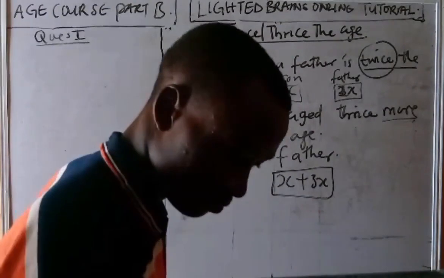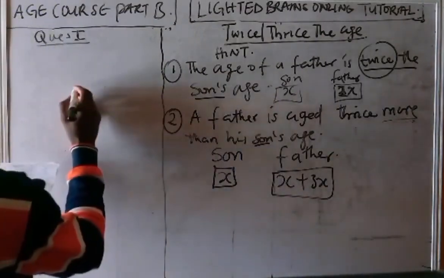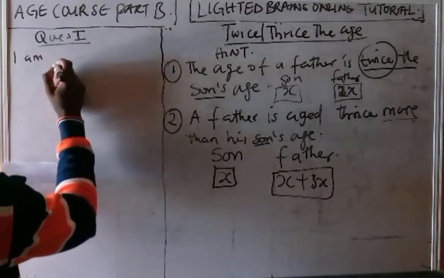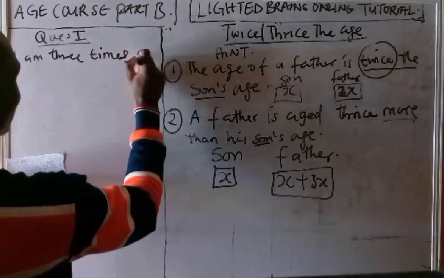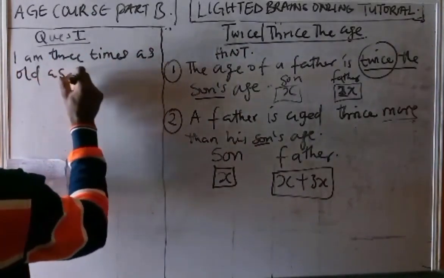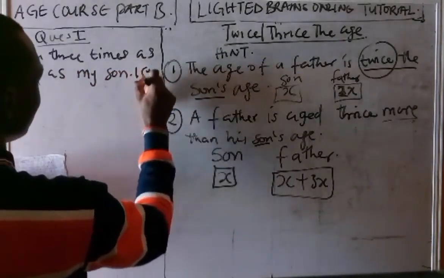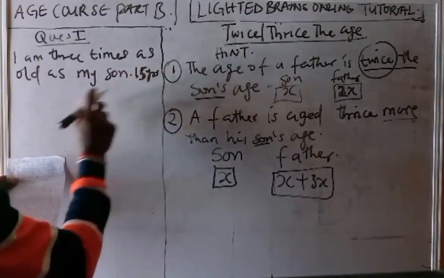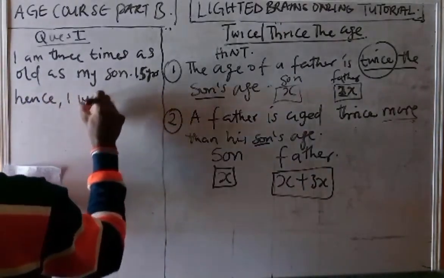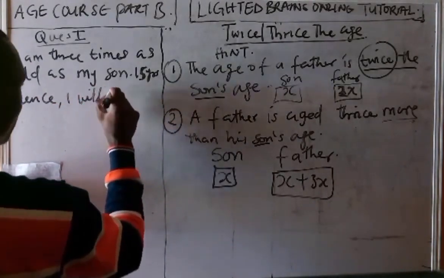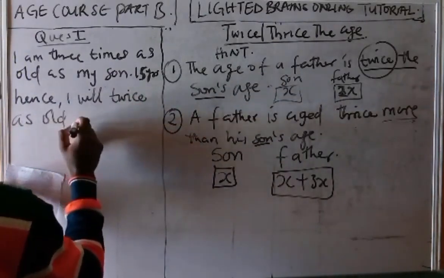Question 1. Alright, let's say I am 3 times as old as my son. 15 years hence, I will be twice as old as my son.